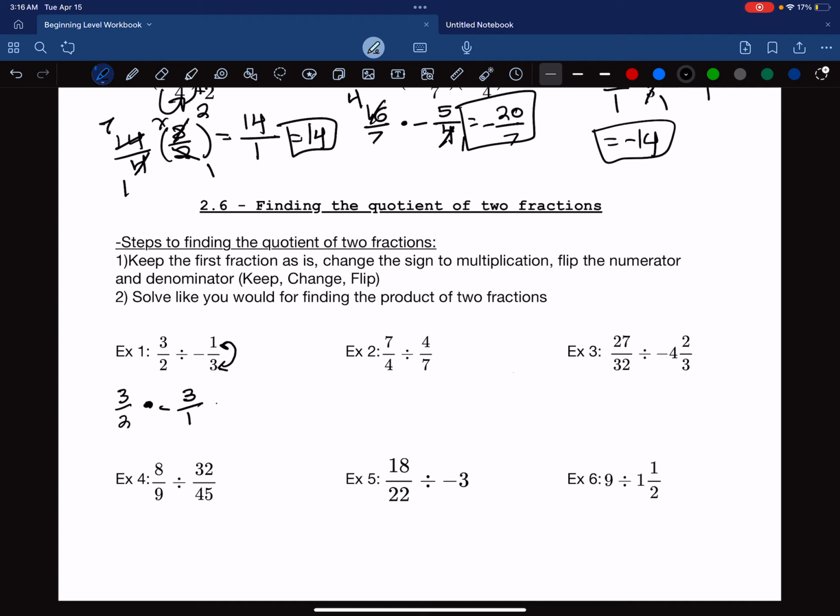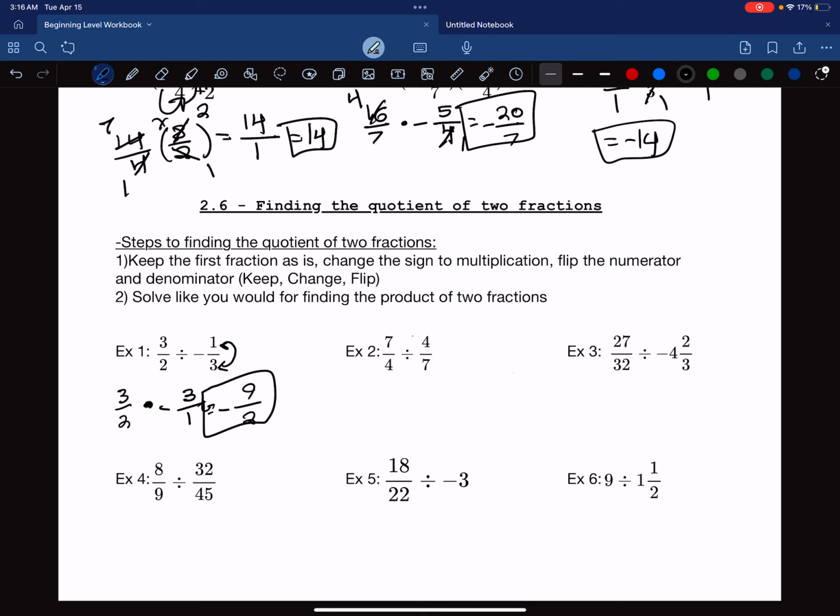So 3 times 3 is 9, and 2 times 1 is 2. And we can't forget that negative that's there, so we put a negative out front. And -9/2 is our answer.